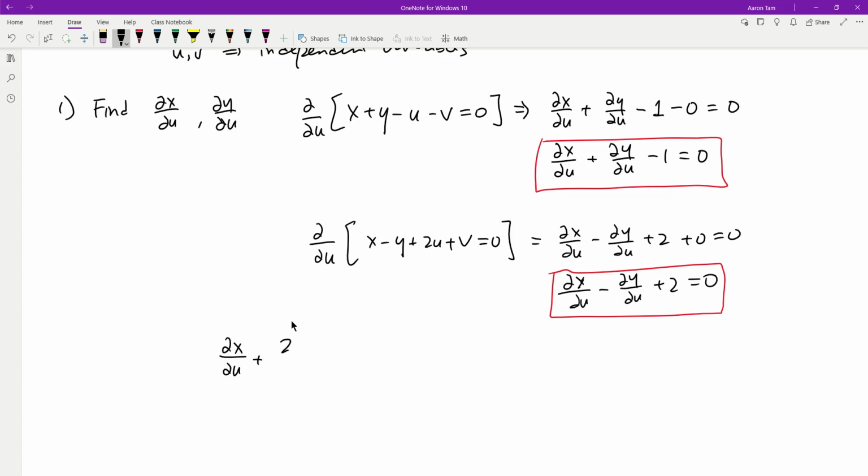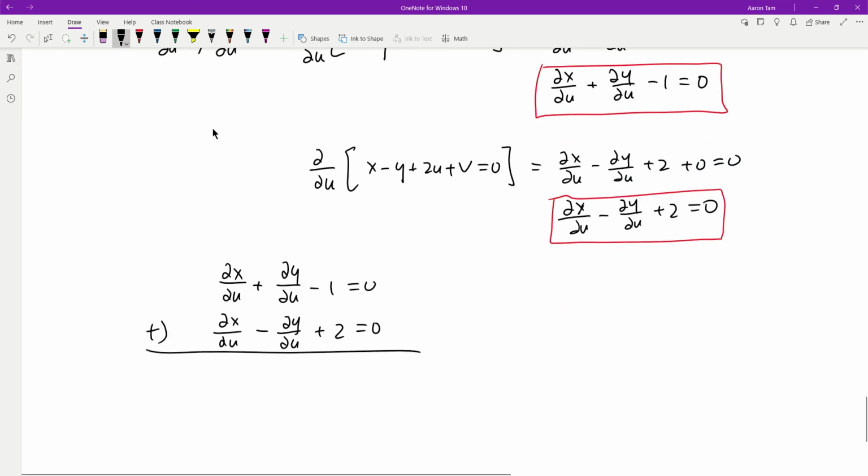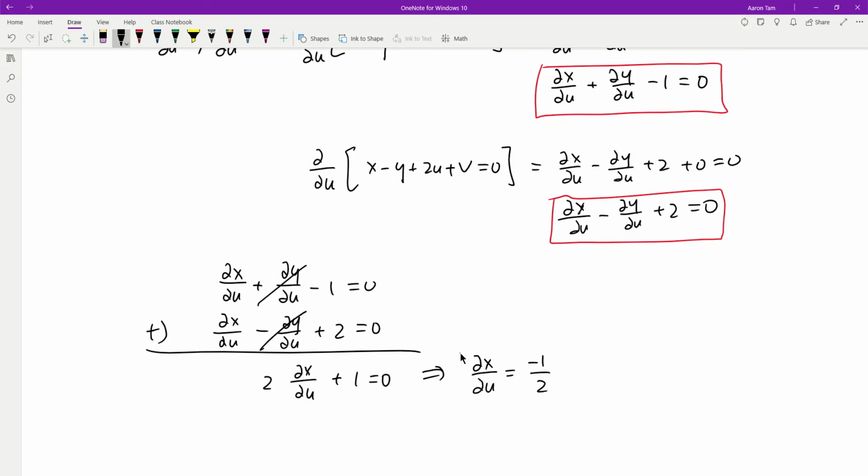In this case, I'm going to take the top equation and the bottom equation, simply line them up, and then add them. When I add them, these two terms cancel out, leaving me with 2 dx over du plus 1 equals 0. And so that tells me dx over du must equal negative 1 over 2. Notice that this gave us a constant, therefore implying that dx over du doesn't change.